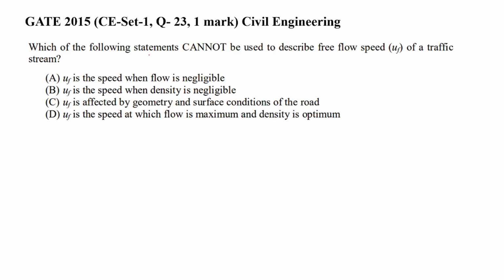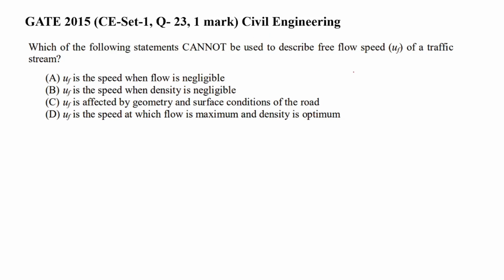Which of the following statements cannot be used to describe free flow speed UF of a traffic stream? UF is the speed when flow is negligible. UF is the speed when density is negligible. UF is affected by geometry and surface conditions of the road. UF is the speed at which flow is maximum and density is optimum.